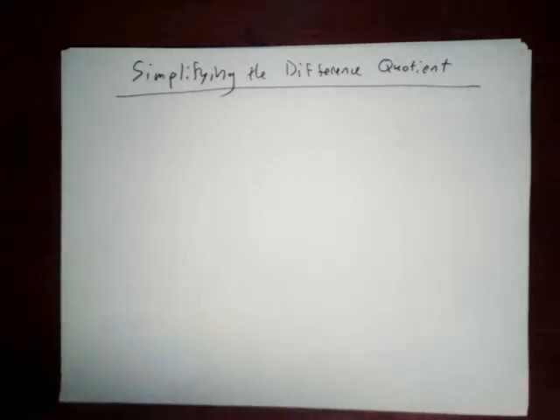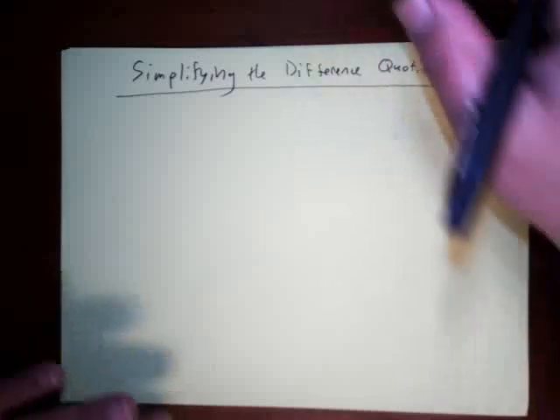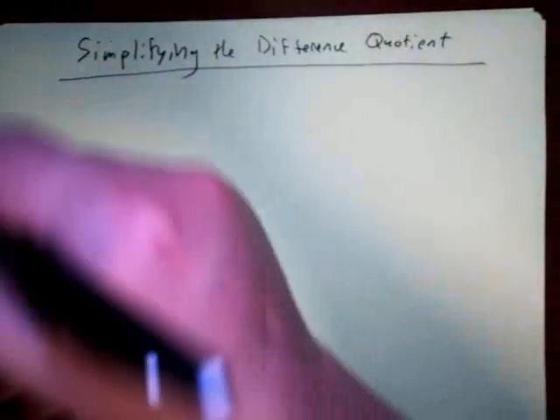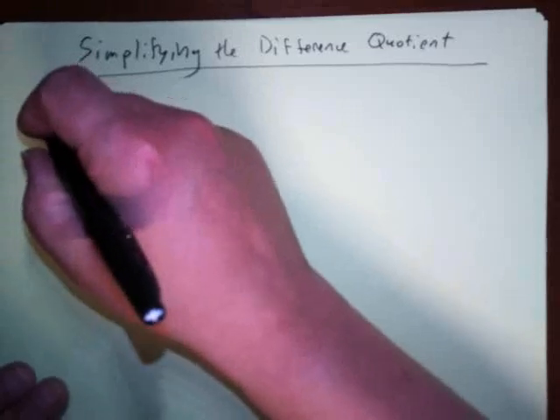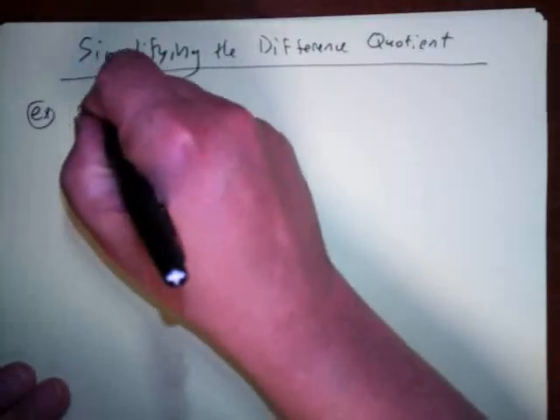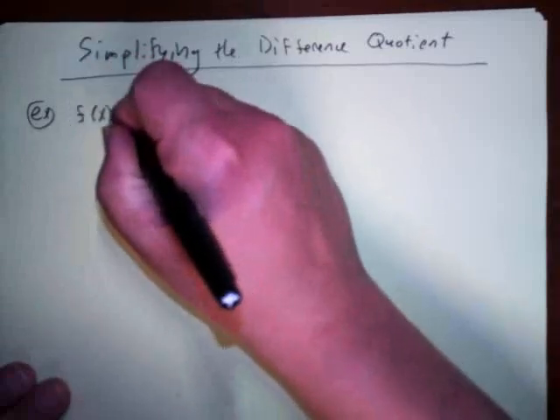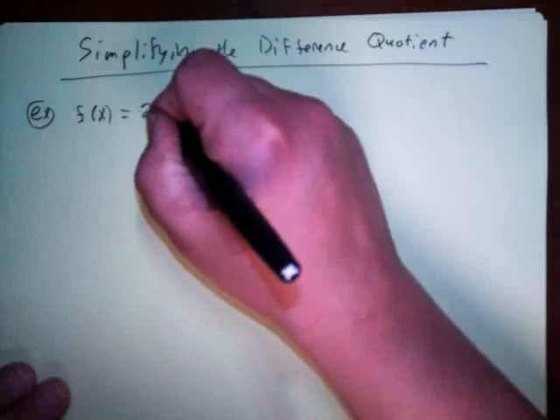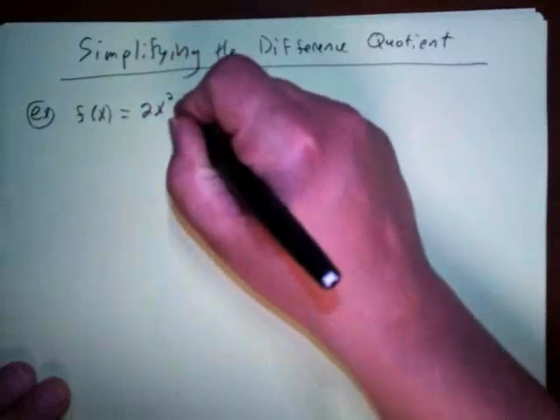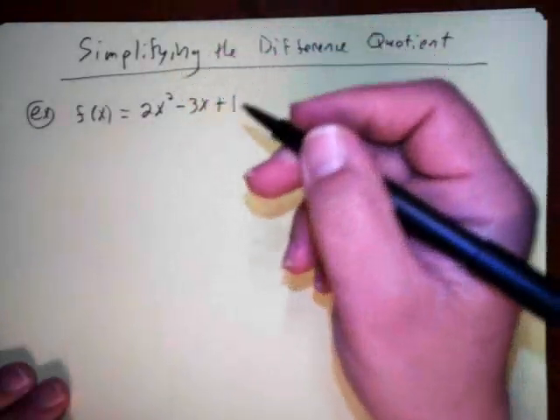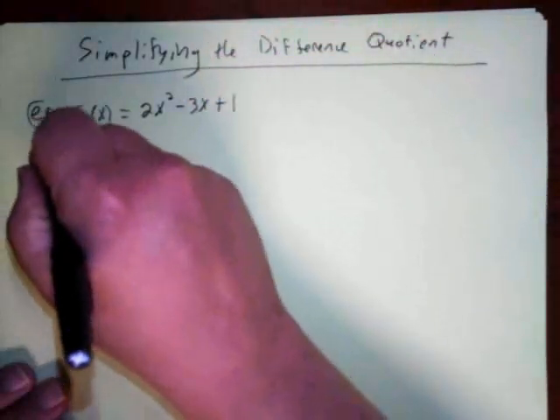Let's look at some other examples of simplifying difference quotients. Let me start with maybe the following one here. Let's say that f of x is equal to 2x squared minus 3x plus 1. And I want to find the difference quotient here.